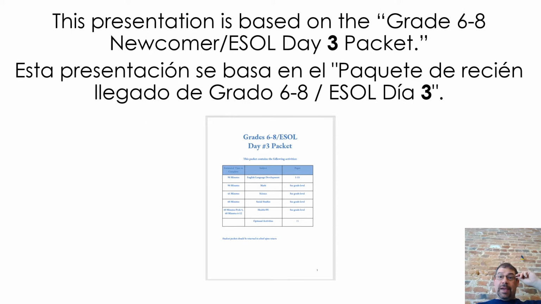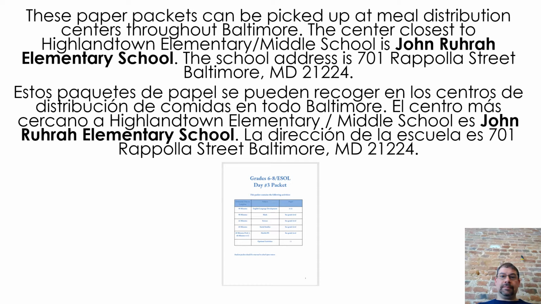This presentation is based on the grade 6 to 8 newcomer ESOL day 3 packet. These paper packets can be picked up at meal distribution centers throughout Baltimore. The center closest to Highlandtown Elementary Middle School is John Brewer Elementary School. The school address is 701 Rapola Street, Baltimore, Maryland 21224.